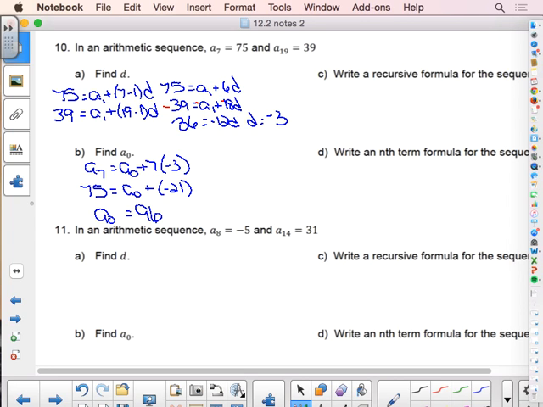Then on C, I know that a sub 0 is 96. So a sub n is equal to a sub n minus 1 minus 3. That's our recursive formula. Our nth term formula is going to be a sub n is equal to the first term, 96, plus the common difference d times n. Okay, and those are the corrections for section 12.2.